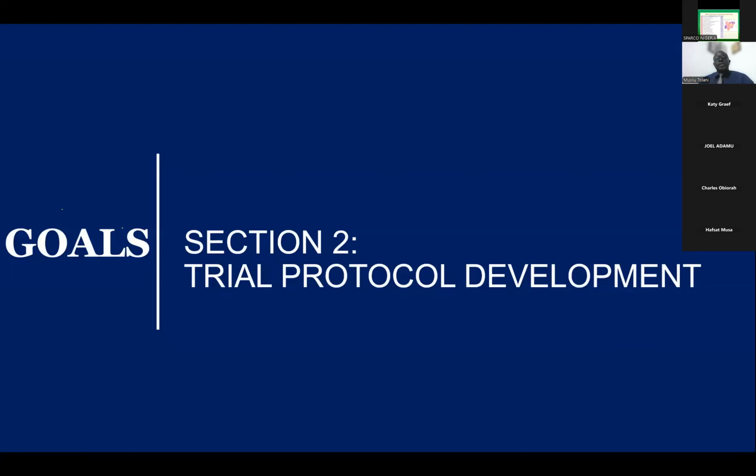So we'll go to the next section. Now, this section will be talking about trial protocol development. We'll really dwell on sample size and power calculation, and then next talk about study endpoints in brief. Most of what we'll be dealing with here will just be the basic principles behind this.